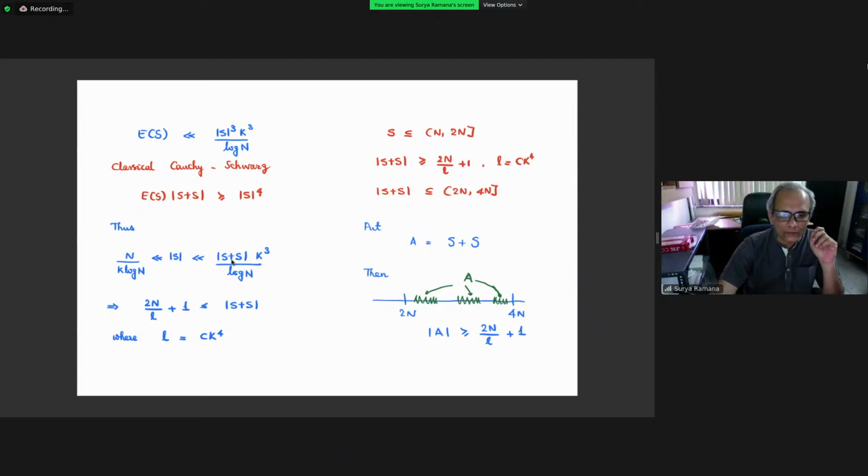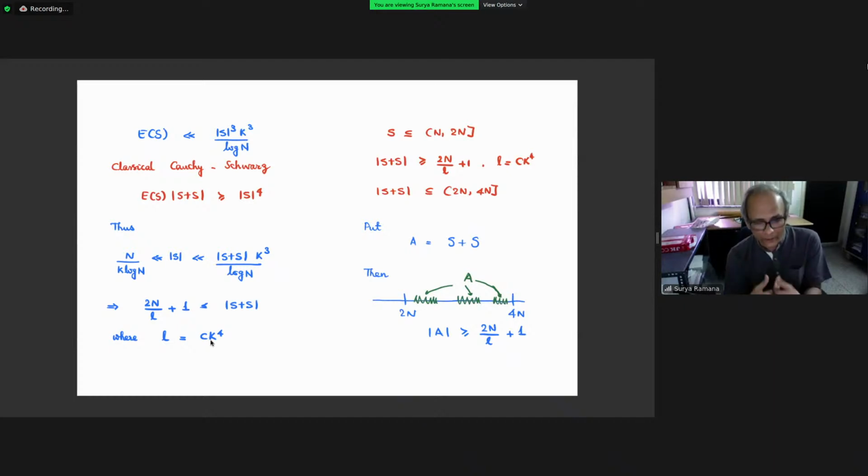The log n's cancel off, and you conclude that the cardinality of S plus S is at least 2n by L plus 1, where L is some constant times k to the 4. So what this means, and this is very simple, but the remarkable fact, is that you started with a set of prime numbers S, which is large in the set of prime numbers between n and 2n. But as everybody knows, the set of primes itself is a very sparse set of the total integers in n and total integers in the interval n to 2n.